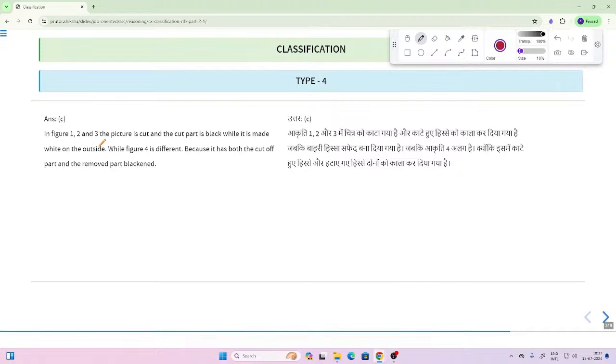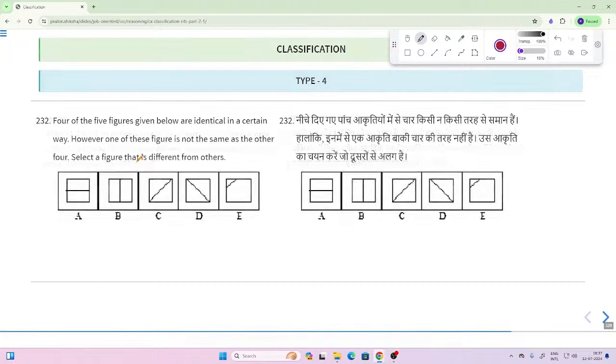In 1, 2, 3, the picture is cut and the cut part is black while made white on the outside, while figure 4 is different because it has both the cut off part and the removed part blackened.